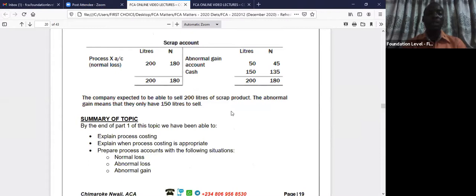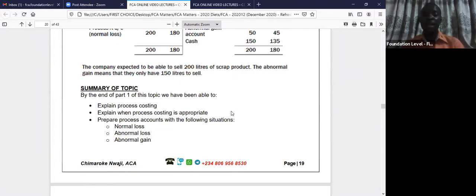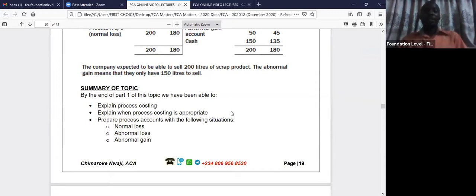So this is the summary for part one. We've looked at process costing. We've looked at when there is no loss, no gain. What you put in is what you got out. Fine. That's straightforward. We then looked at when there is abnormal loss.